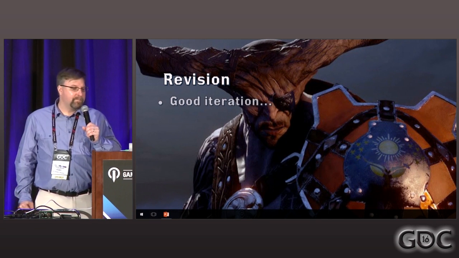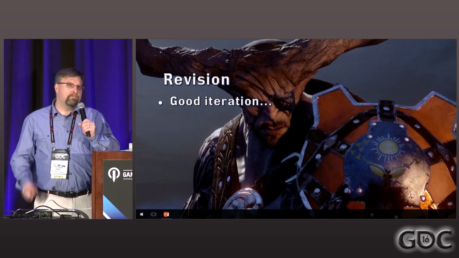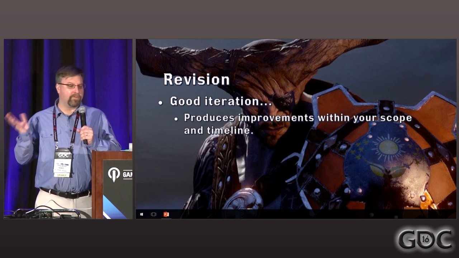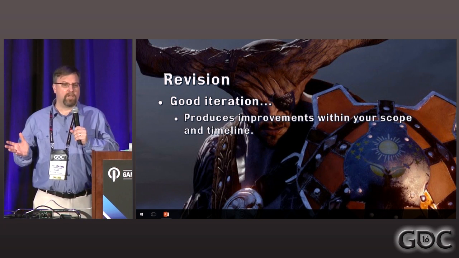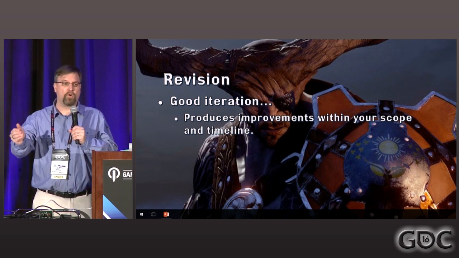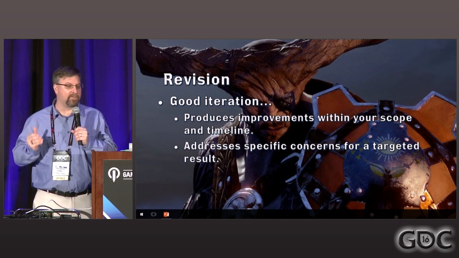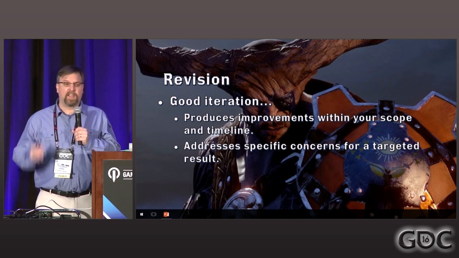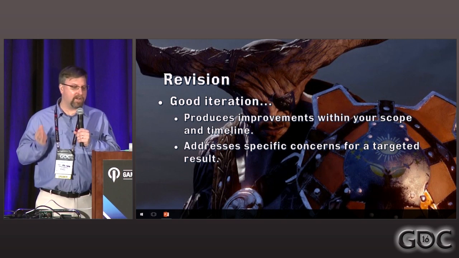So, revision. Strong iteration takes you closer to the vision. That is its goal. And because it is not a random change, because you are moving towards a goal rather than just away from something that doesn't work, there's a good chance that it's going to be kinder to your scope and your schedule. It's going to be kinder to your timeline. It's targeted changes for a targeted result.